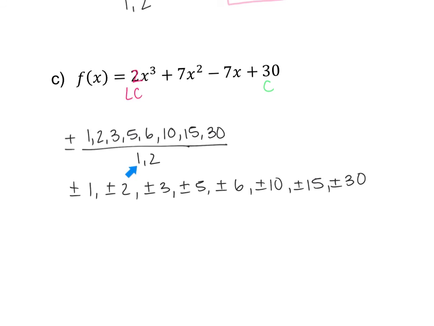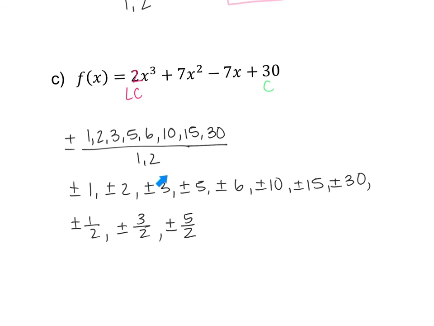Now that I'm done dividing by 1, I'm going to divide by 2. Remember, we don't want to write repeats. If we have repeats, we're just going to ignore them. So 1 divided by 2 is 1/2, so plus and minus 1/2. 2 divided by 2 is 1, but I already have 1, so I'm not going to write that. 3 divided by 2 is 3/2, or 1.5. And then if we take 5 and divide by 2, we get 5/2.